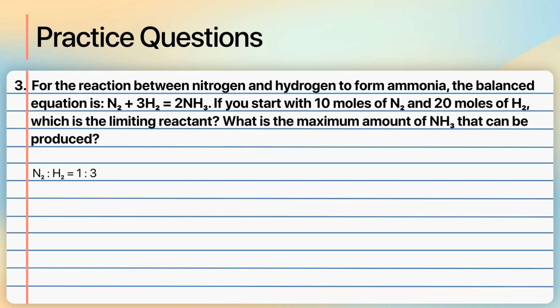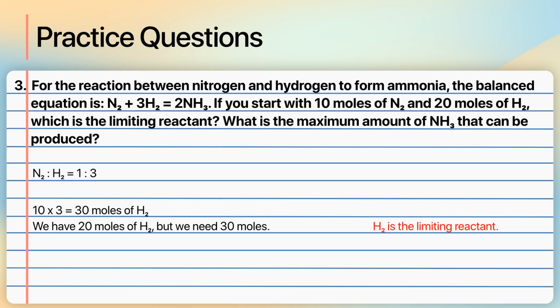Next, calculate how many moles of hydrogen are required for the given amount of nitrogen. For 10 moles of nitrogen, you need 10 times 3, which equals 30 moles of hydrogen. Now, compare the required moles to the available moles. You have 20 moles of hydrogen, but you need 30 moles. Since you do not have enough hydrogen to react with all the nitrogen, hydrogen is the limiting reactant.